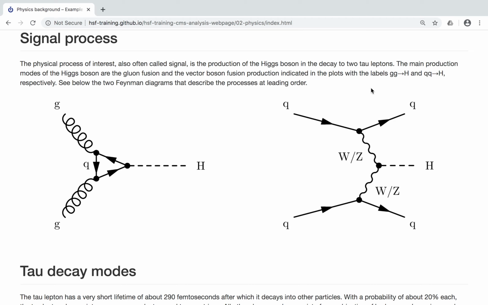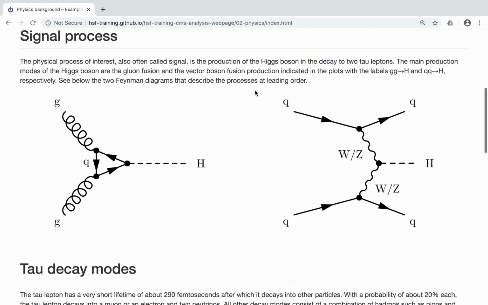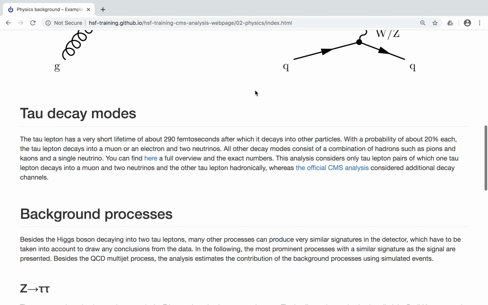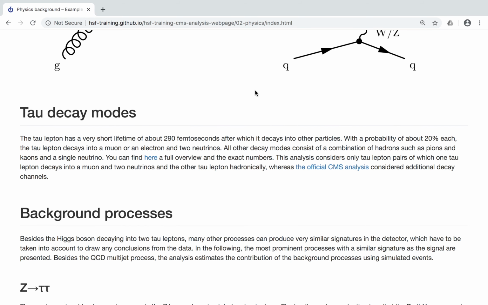So we're going to have different samples present in our data. We should have a sample present for GGH and a QQH sample. And these are the leading order Feynman diagrams. And then our signature is going to be the tau.